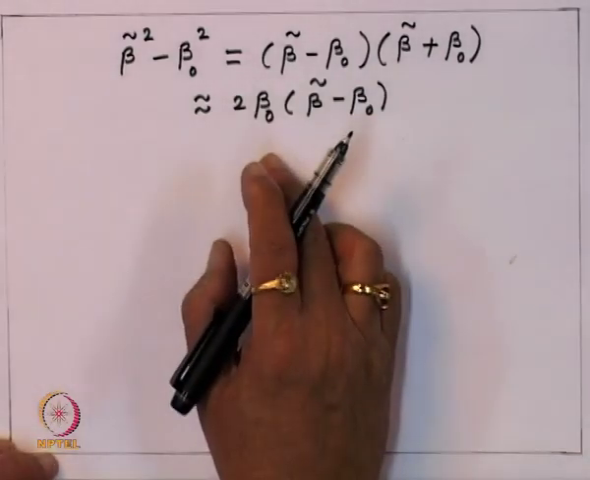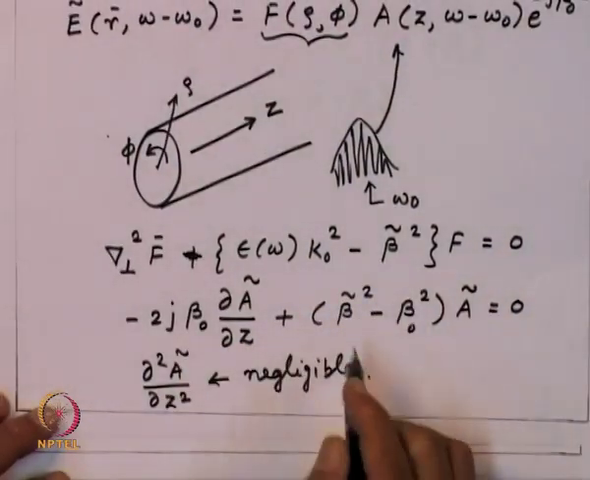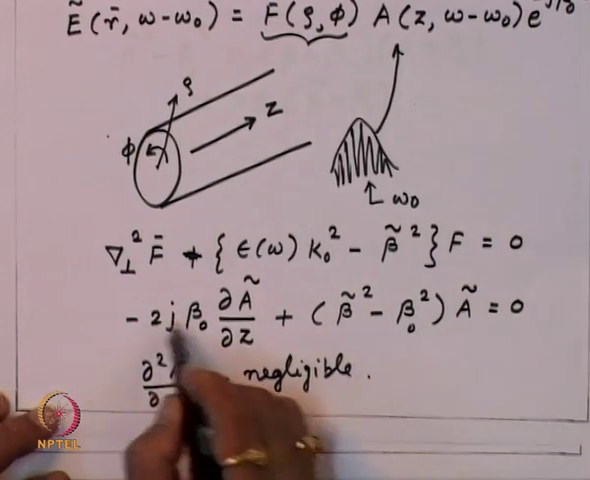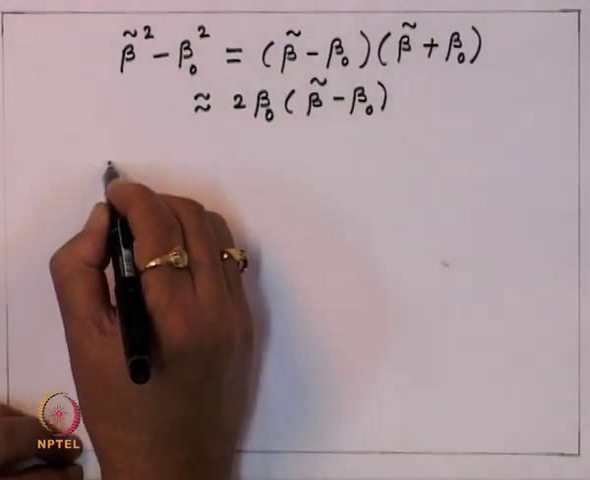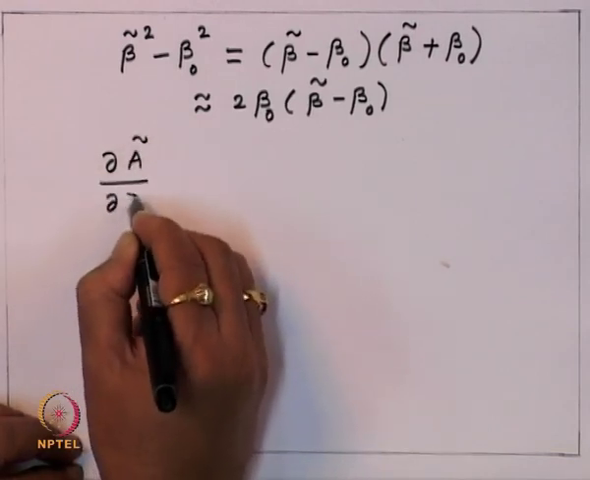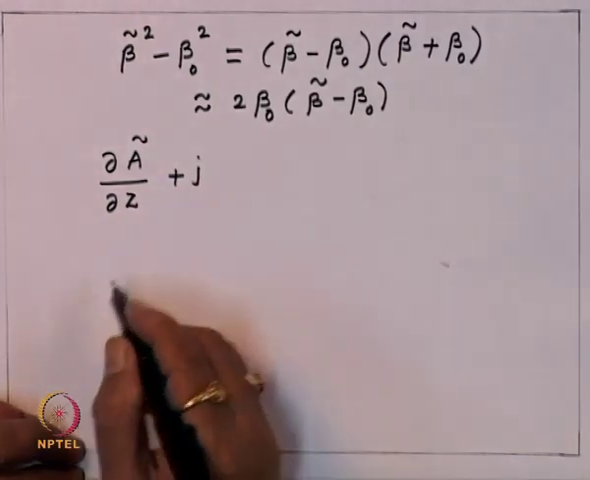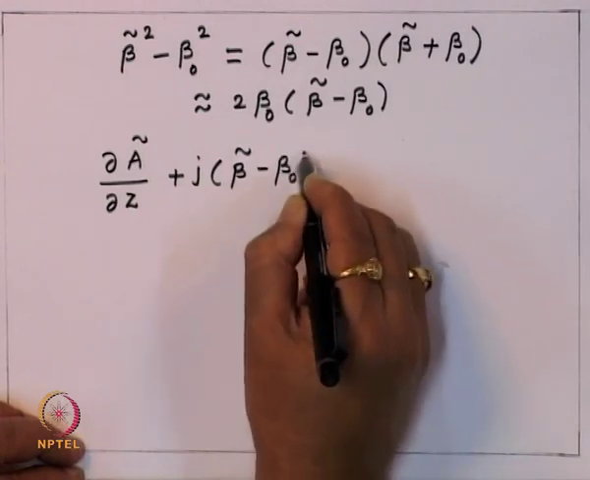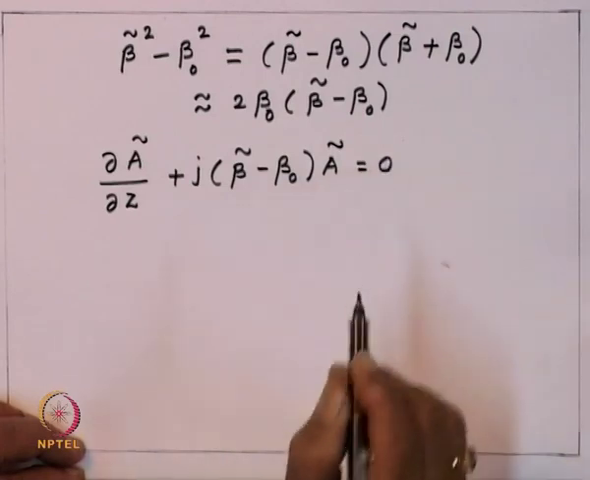So, I can take this now and substitute into this equation. So, this quantity here we can say is 2 times beta naught into beta tilde minus beta naught. So, 2 beta naught will cancel, and then this equation will be modified to dA by dz plus j times beta tilde minus beta naught times A is equal to 0.